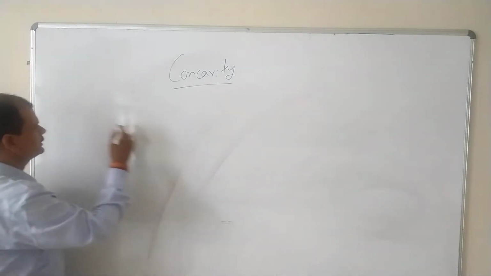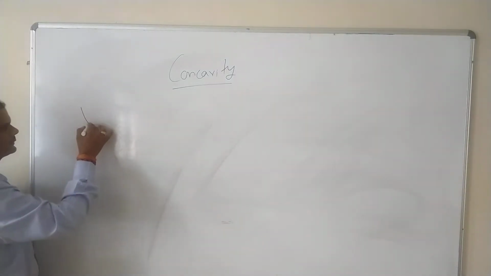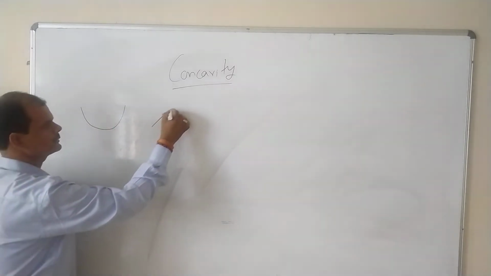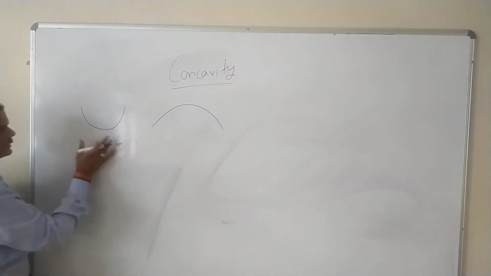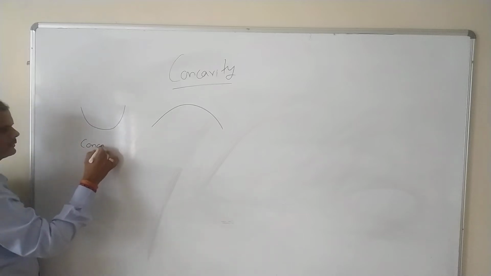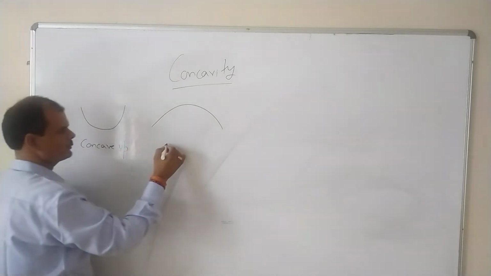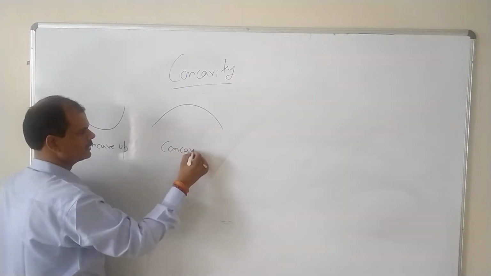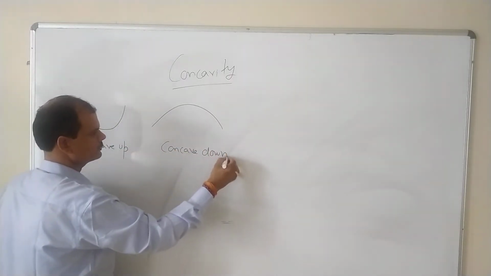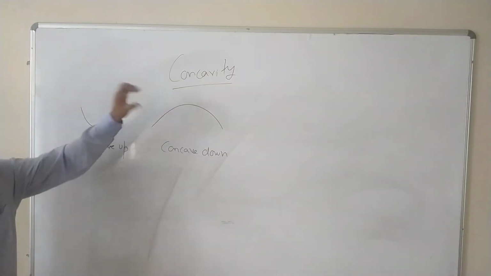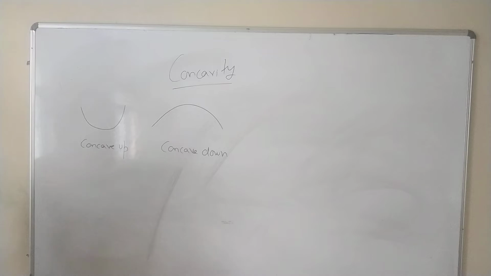If you see this type of curve, or you see this type of curve, so this is called concave up, or we say this is called concave down. So this is the concave up, this is the concave down function. So what is the mathematical representation of this function?